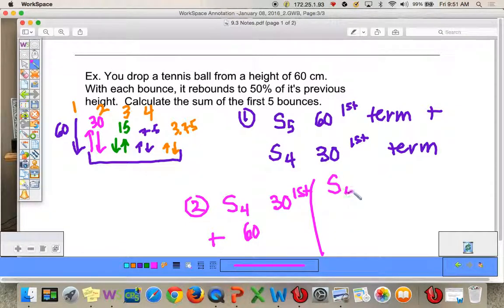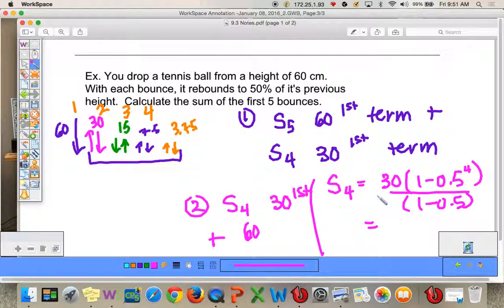So our formula, the sum of the first 4 bounces is the first term, we'll say it's 30, times 1 minus our ratio, which is 0.5, for the first 4 bounces, over 1 minus the ratio. Okay, so let's calculate that. And if I do that in my calculator, what do I get? 30 parentheses 1 minus 0.5 to the power of 4, hit enter, divide by 0.5. Okay, so I get 56.25. But that is just one of the values, so just like going up or going down.